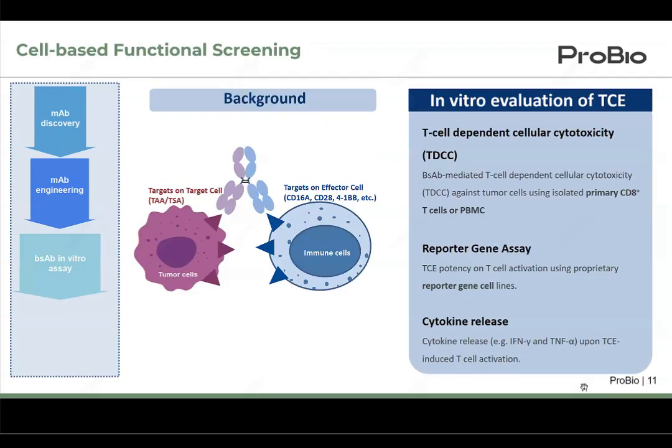After the construction of the bispecific antibodies, the next step is the cell-based functional validations. Typically, 3 kinds of assays will be considered and included at this stage: the reporter gene assays, the TDCC assays, and the cytokine release assays. These assays will give you a preliminary evaluation of the efficacy and safety of your candidate sequence.